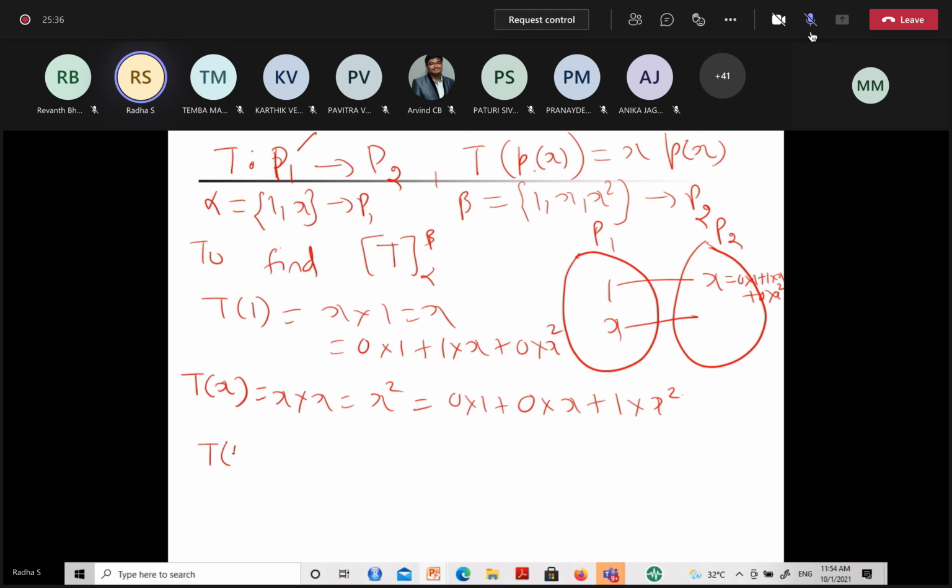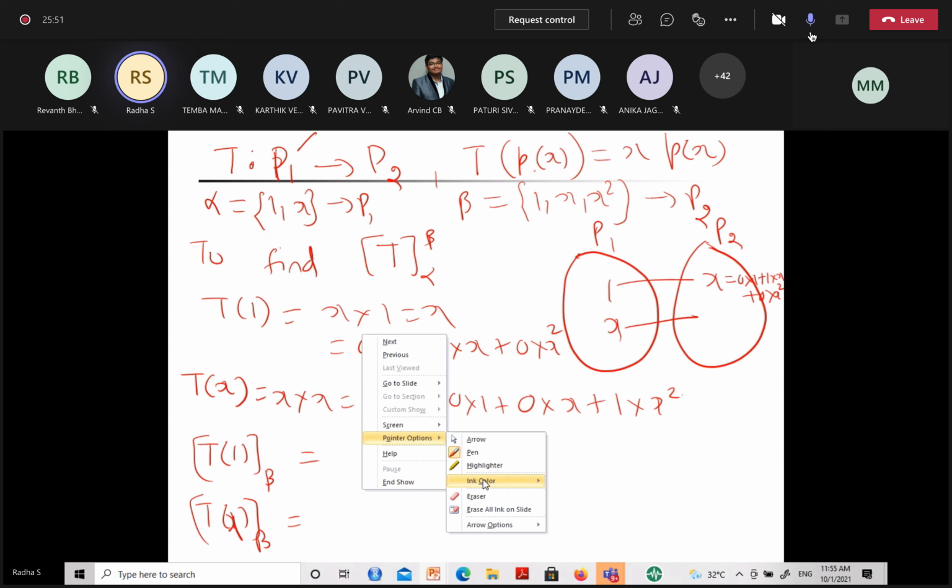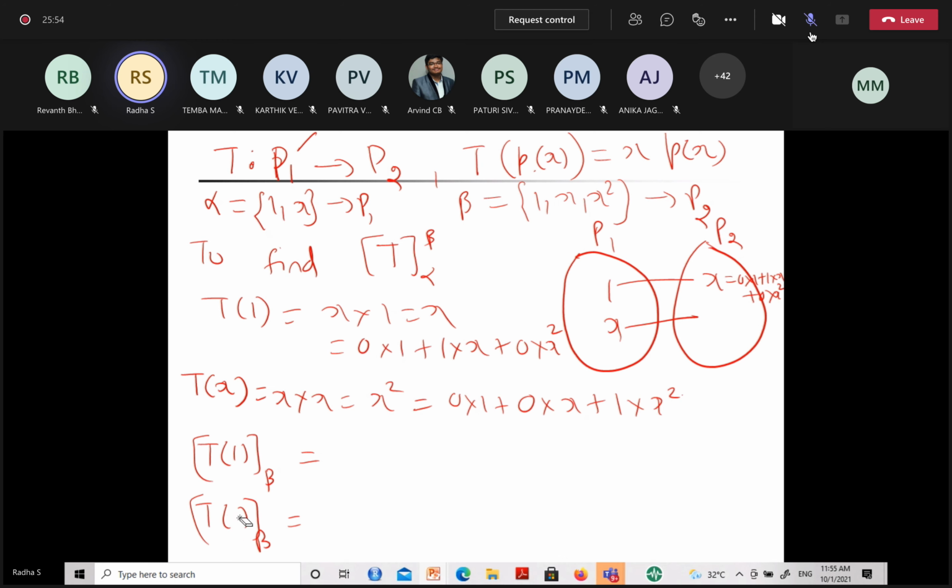So T of 1, the coordinate vector with respect to beta, and T of x, the coordinate vector with respect to beta, is? Can you say both? 0, 1, 0 and 0, 0, 1. Correct. So this is 0, 1, 0. And this is 0, 0, 1.